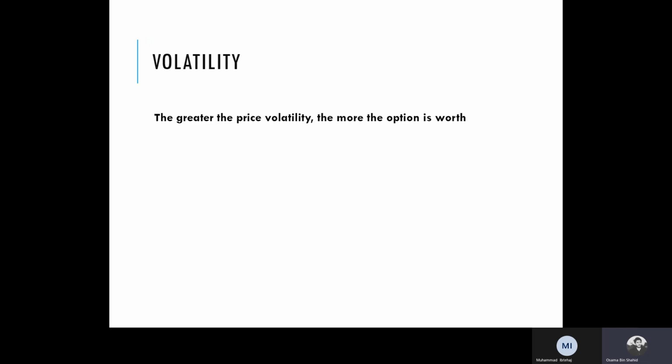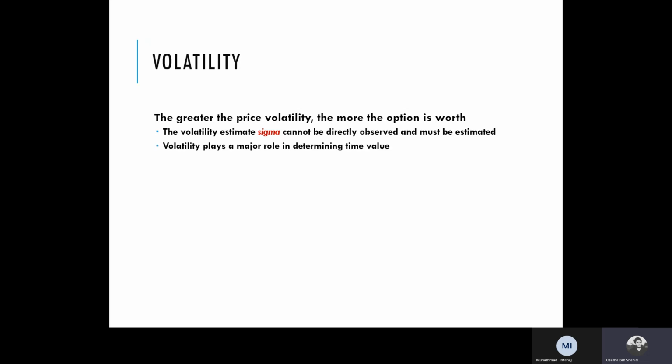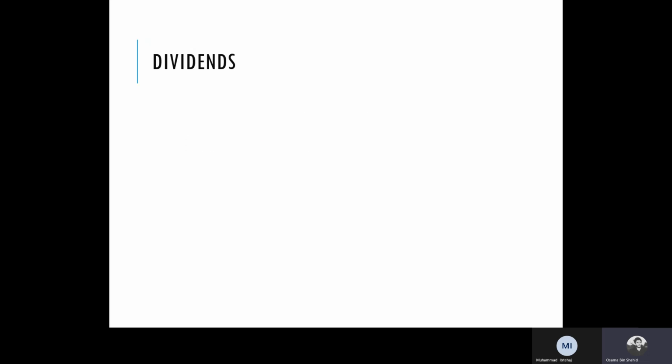Volatility, sigma. The greater the price volatility, the more the option will be worth. It is clear from the statement that if the stock is more volatile, its price will change accordingly, and there will be a risk factor involved. So if someone is giving you an option to buy that stock at a fixed price while it is more volatile, he is taking a lot of risk, and for that risk he will need a hedging premium, and that is called the premium. So volatility plays a major role in determining the time value of the option.